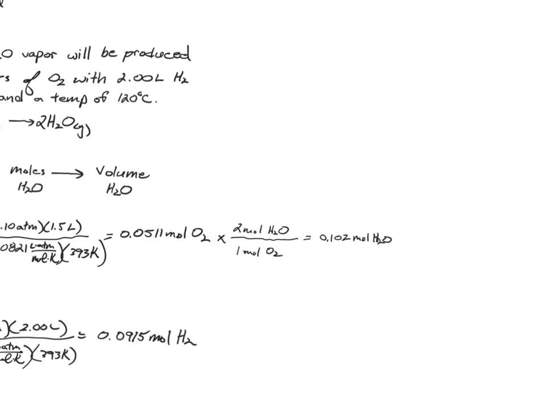Okay, and then we can do the same type of calculation for hydrogen. Okay, except we know that we can make 2 moles of H2O for every 2 moles of H2. Okay, which tells us that we can make 0.0915 moles of water with the H2 that we have. Okay, which means this must be our limiting reagent, the H2.